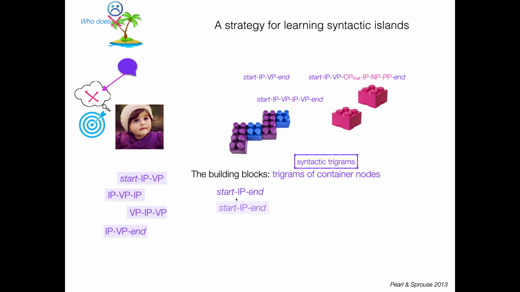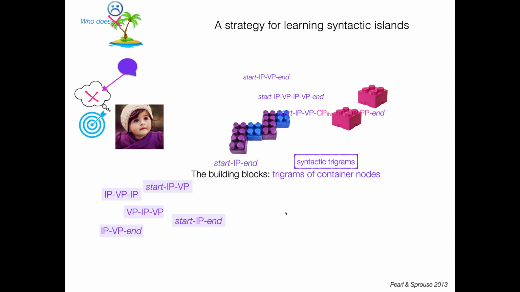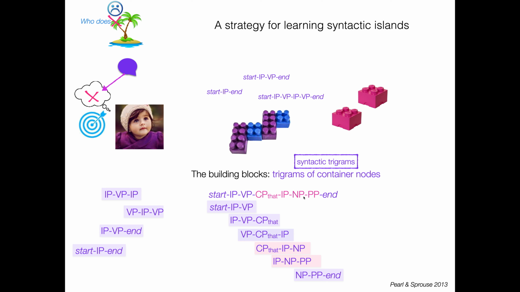We can do it, of course, for our shortest dependency, which is just one start, IP, end for the matrix subject, like what happened. And of course we can do it for our longer, in this case, island crossing dependency, which is going to use some of our good building blocks, but also is going to include some building blocks for what we think is the bad segment, more or less.